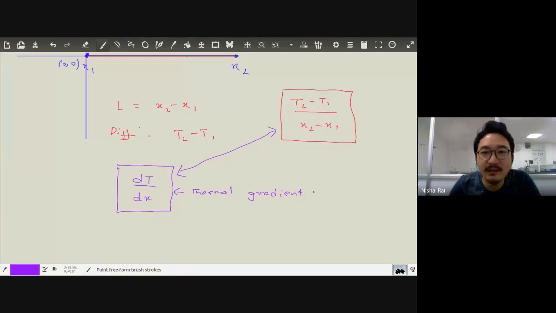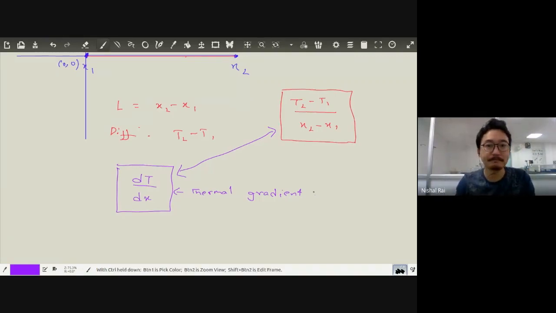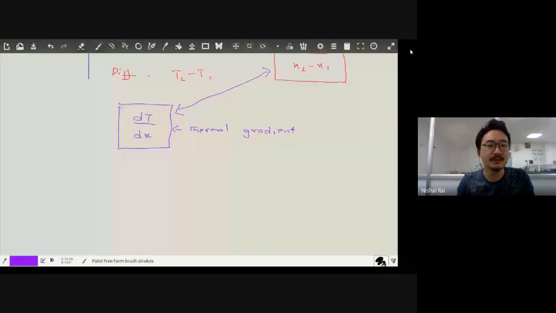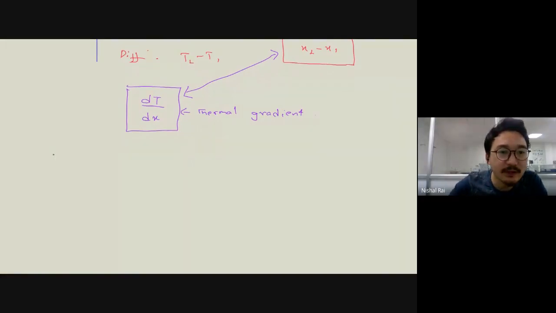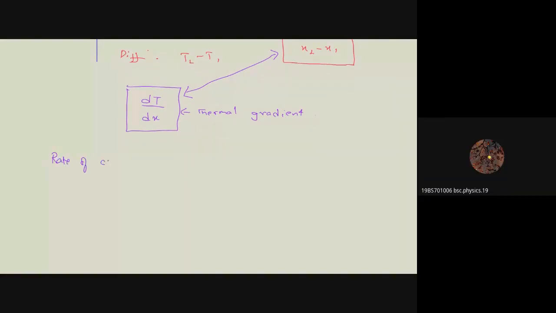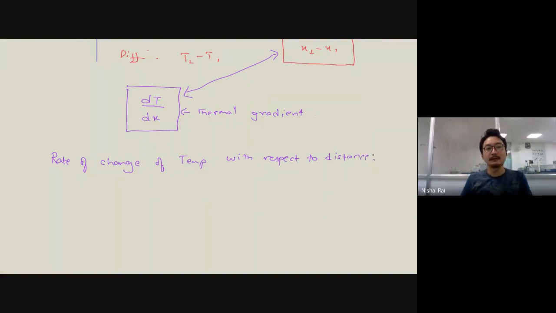Clear? Now the higher this is, the faster the gradient will be, the faster the heat will flow across the length. Basically, what does this signify? Anyone? What does this physically mean? This is basically the rate of change of temperature with respect to distance. Clear?